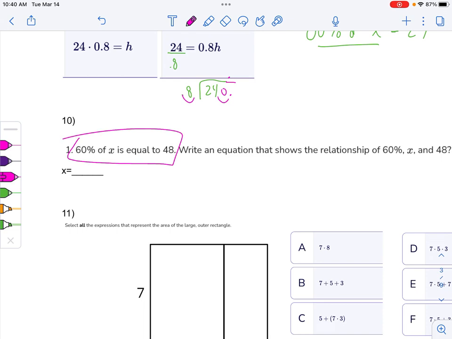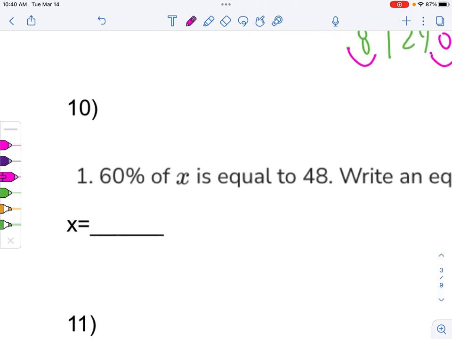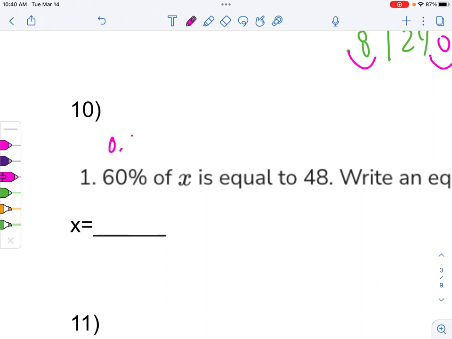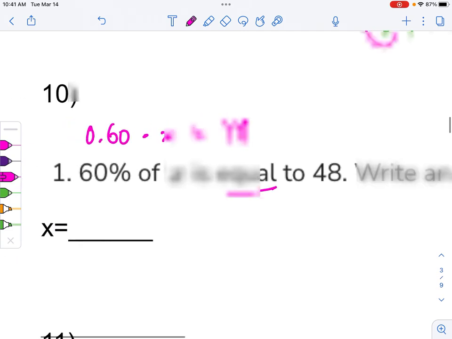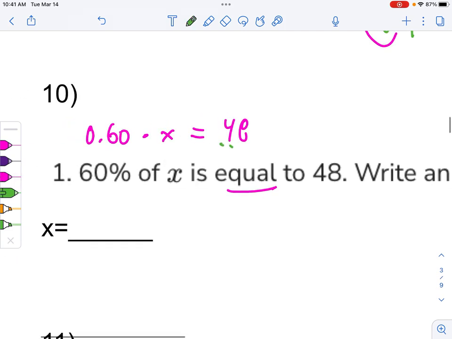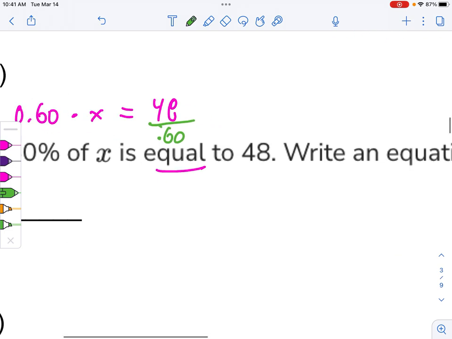Ooh, another one. Okay, look, here's my sentence. 60% of x is equal to 48. I just gotta write it. I can do this. 60% of x is equal to 48. Ta-da! There's my equation. And I solved this using division.